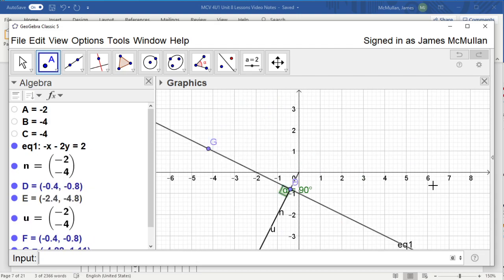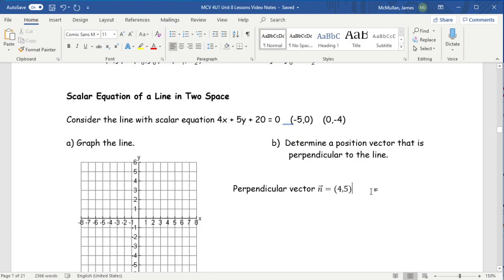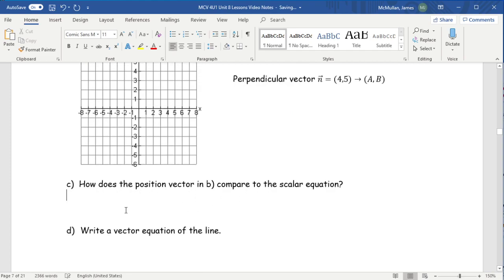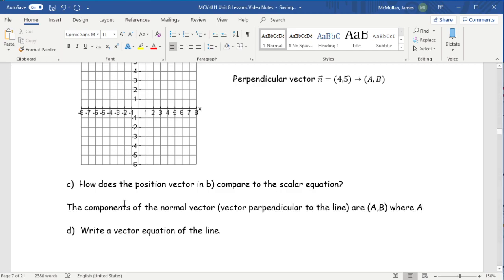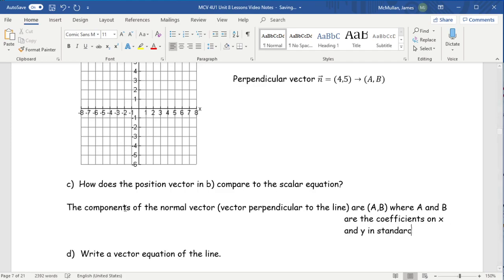Right, every different possibility. So we come to a really important idea here. The perpendicular vector of any line in scalar form is the a coefficient and then the b coefficient. So the components of the normal vector, by the way, just means vector perpendicular to the line, are a, b, where a and b are the coefficients on x and y in standard form. Okay?